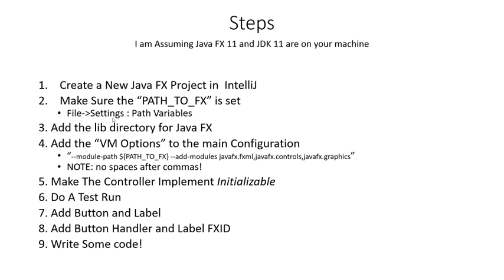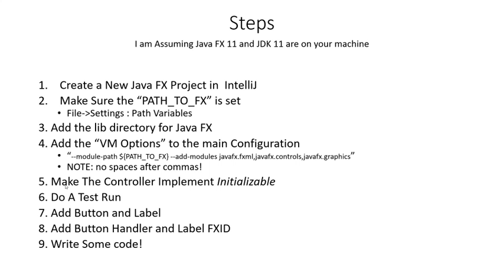And in order to do that, we'll do File, Settings, and look at the path variables. Then we'll add the lib directory for the JavaFX installation to the project so that you can link up to the jars. And then we're going to add the virtual machine options to the main configuration so that the main class will be able to invoke the JavaFX libraries. And here's the actual command that we're going to put in there. And you'll note there are no spaces after the commas.